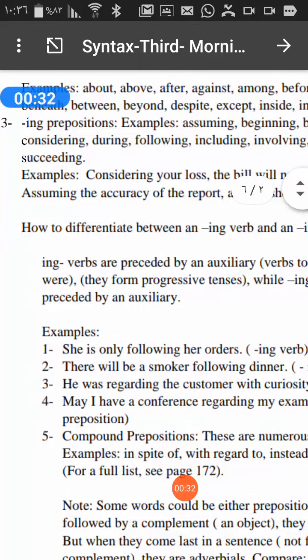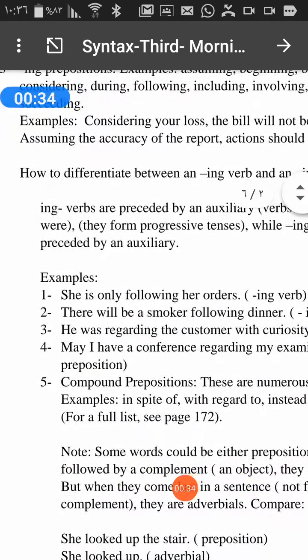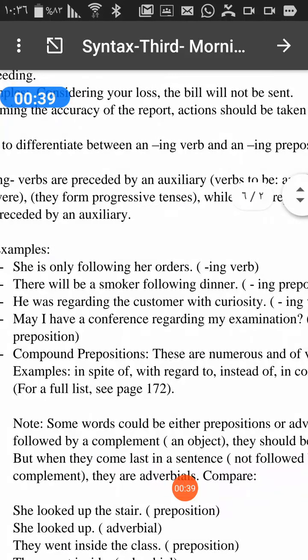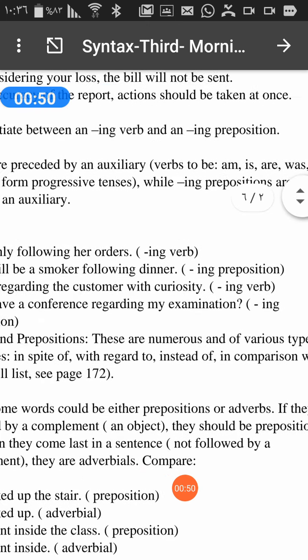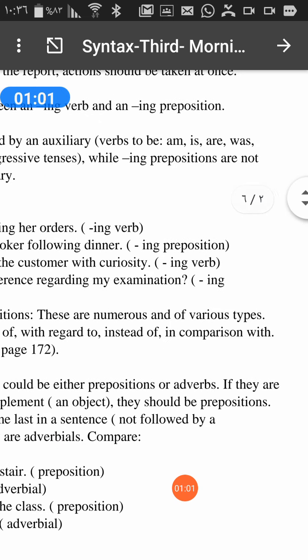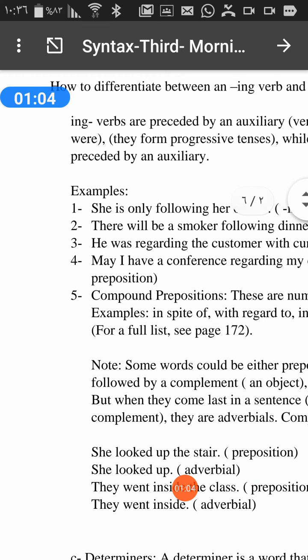So you see that in general, ing verbs, الحروف التي تنتهي بالing, are preceded by an auxiliary, يسبقها فعل مساعد, which is usually a verb to be, like am, is, are, was, were. They form progressive tenses. They form present continuous, while ing prepositions are not preceded by an auxiliary.